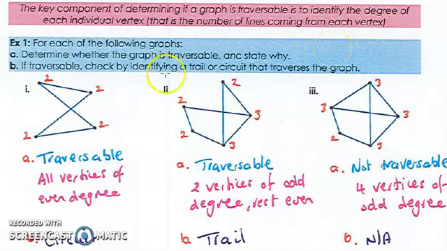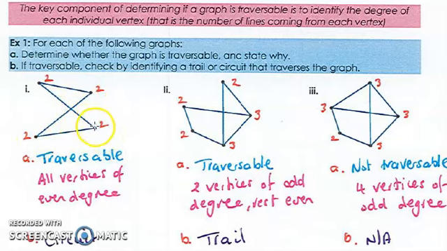Same thing. So here are these 3 examples. For each of the following graphs, we're going to, A, determine whether the graph is traversable, and state why. B, if it is traversable, we're going to check by identifying if there's a trail or a circuit that traverses the graph. So this first one here doesn't necessarily make a difference if it is planar or non-planar.